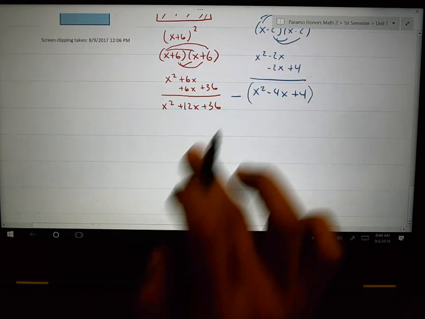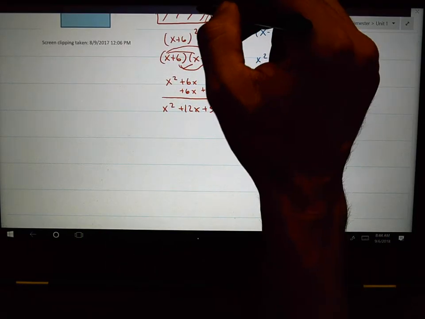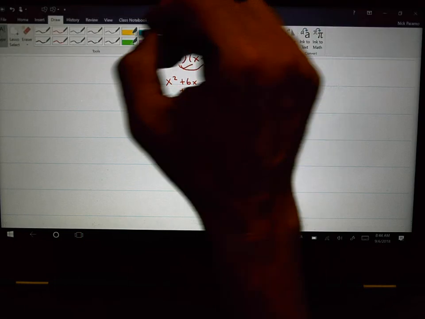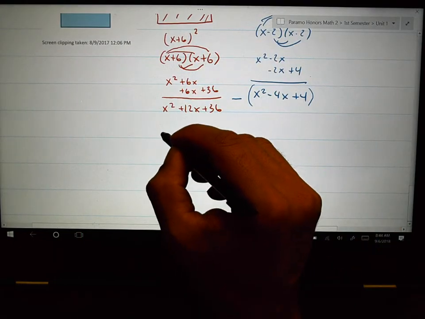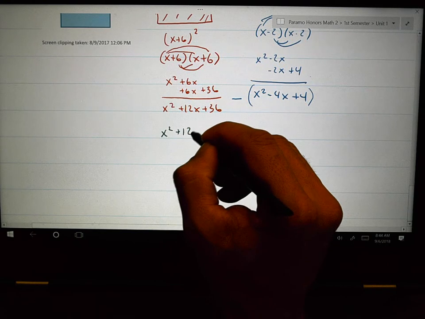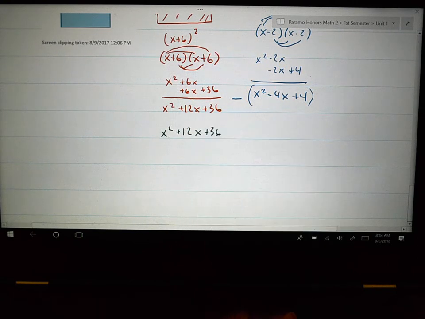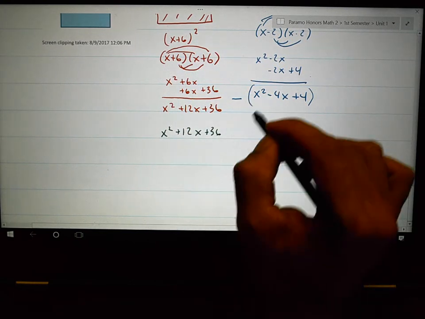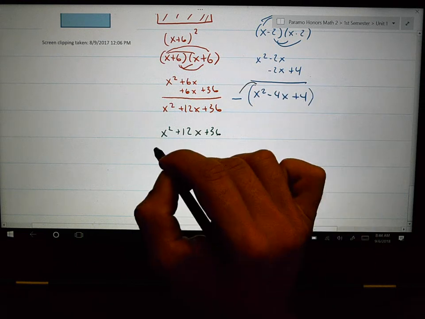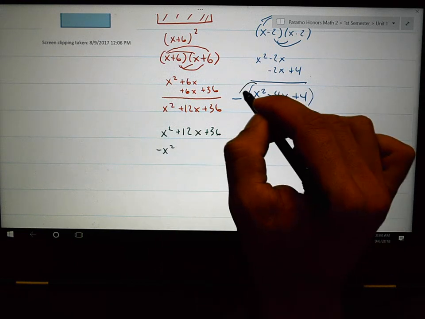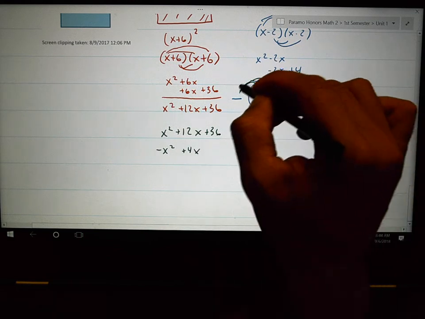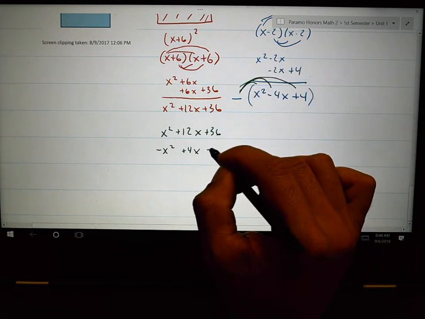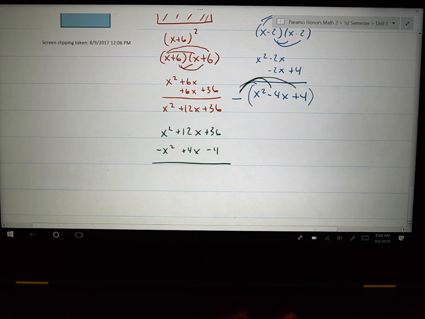Let me switch back over. Let's finish this problem in green. I haven't done that color today. X squared plus 12x plus 36. I'm going to end up subtracting an x squared. I'm going to end up adding a 4x. I'm going to end up subtracting a 4 from the x squared plus 12x plus 36.